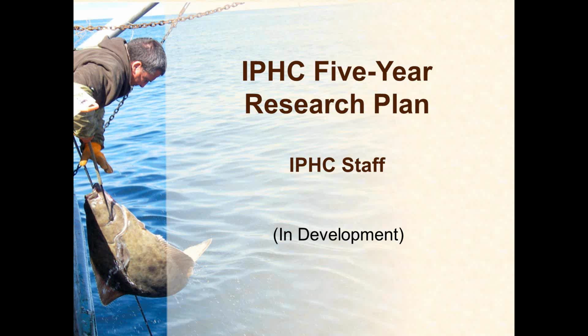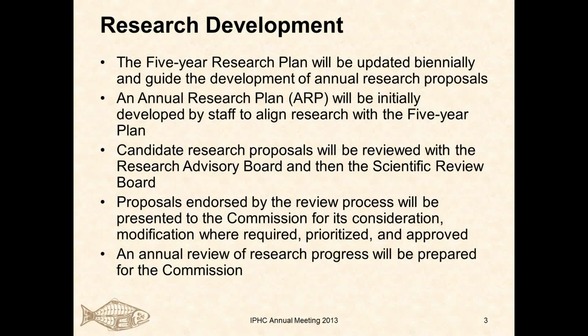The core objective of Commission research is to address themes, but the process of research development is what we've been dealing with as a result of the performance review and also discussions we've had with you in previous years' meetings. So the approach is that the 5-year research plan will be updated biennially. There's an annual research plan that's initially developed by the staff to align the research with the 5-year plan. The candidate research proposals will be reviewed by the Research Advisory Board and then the Scientific Review Board. The proposals that are endorsed by the review process would then be presented to you for your consideration, modified where required, prioritized, and approved. And then there would be an annual review of the research progress prepared by the Commission, which is normally done through our RARA.